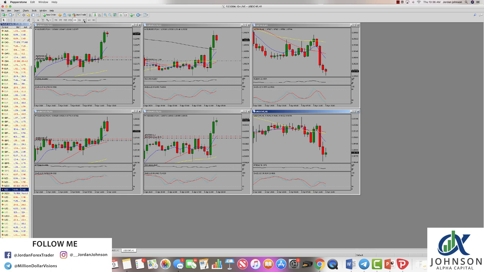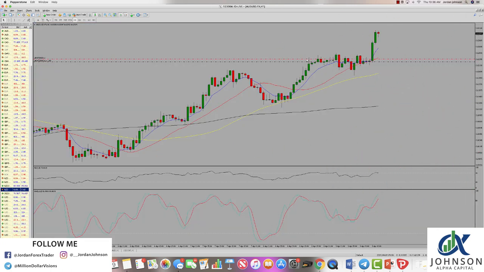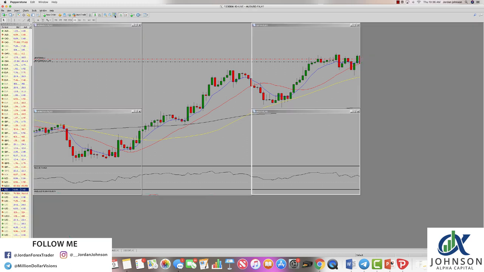First, let's look at Aussie dollar. I am long Aussie dollar. As you can see, I got a lot size on it. The position is already risk-free. Risk-free just means that my stop loss is in front of my entry, so there is no chance of loss on this trade.